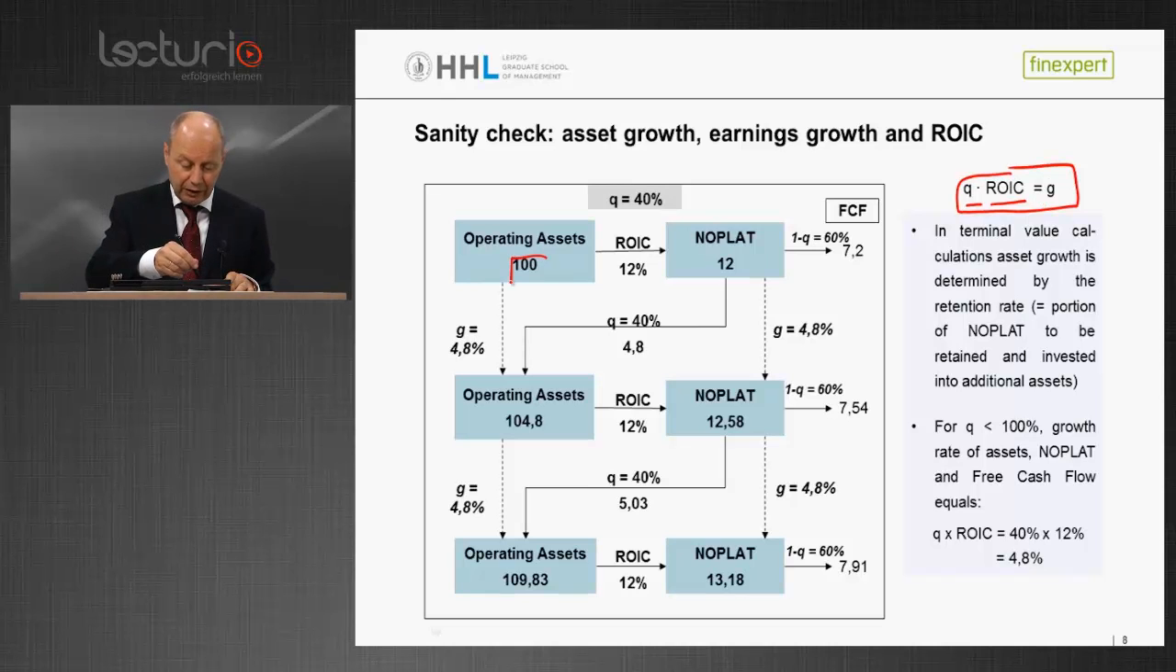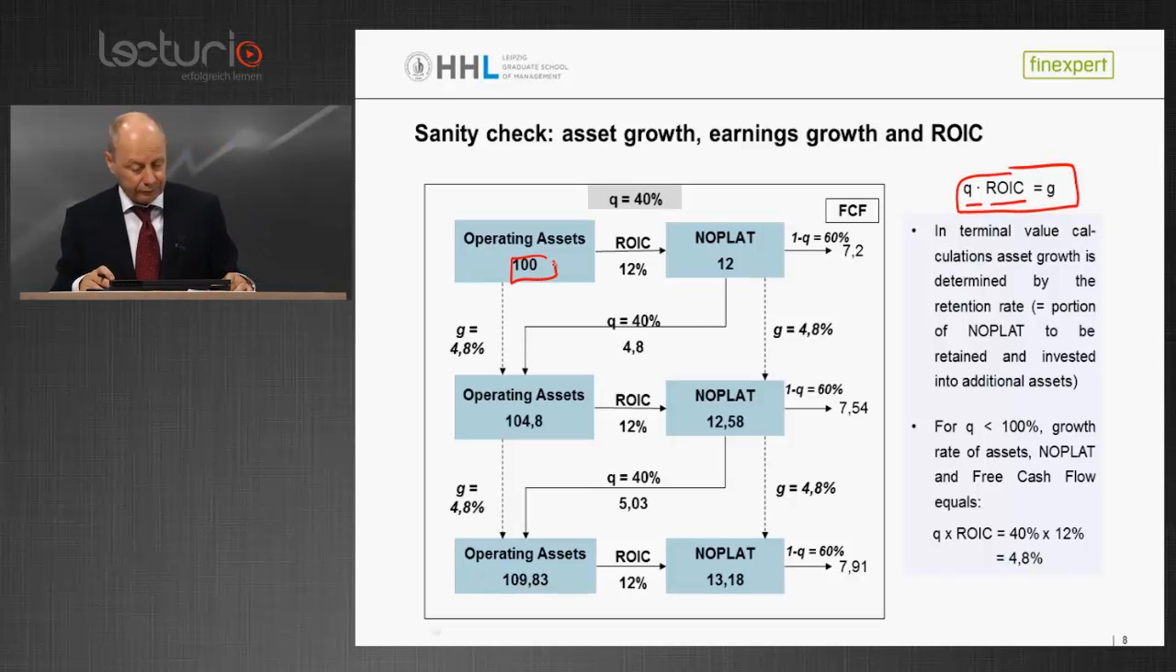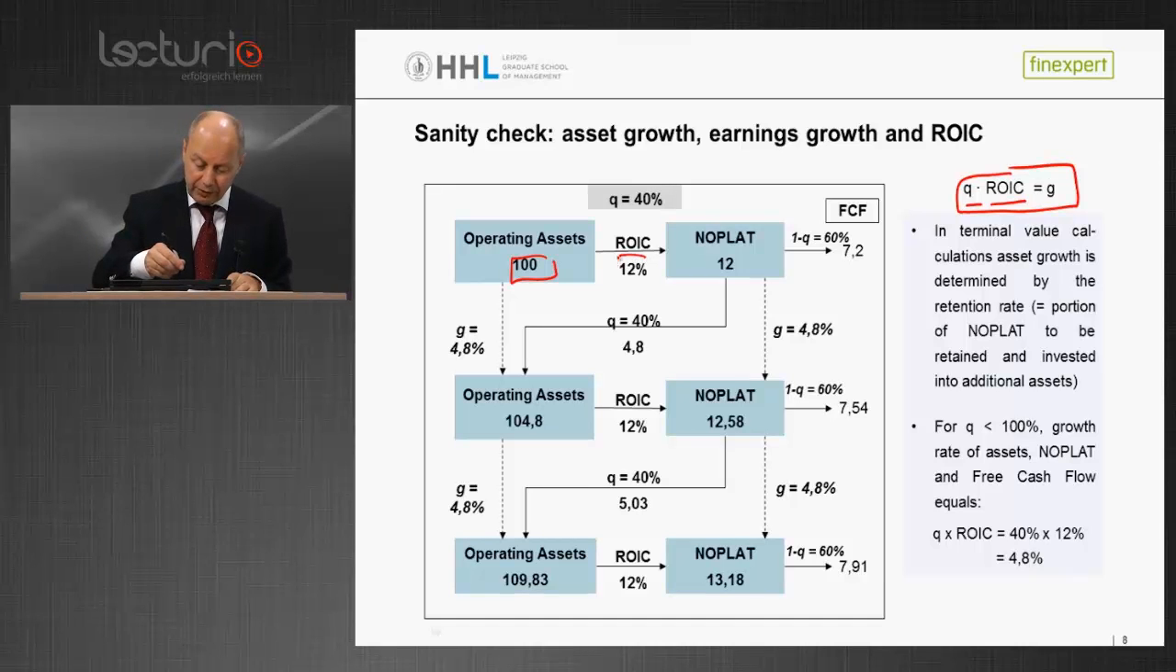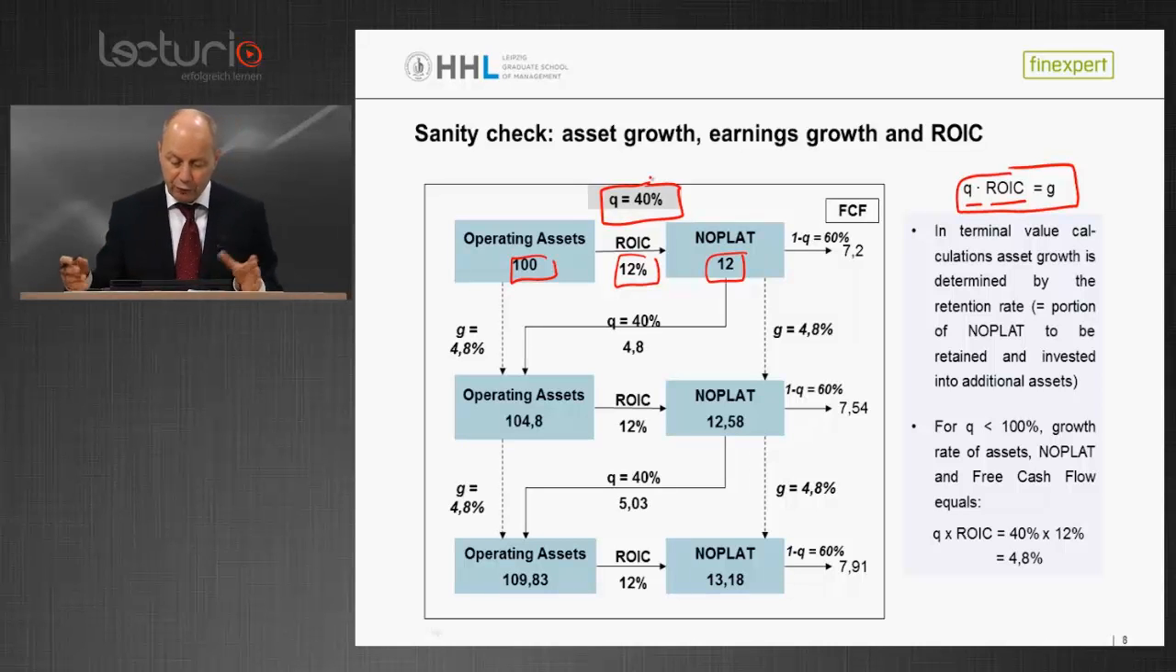So we start out with operating assets of 100 and a rate of return that is supposed to be 12%. So our first year's NOPLAT is 12, 100 times 12%. And now we assume a retention rate of 40%. That is, 40% of this NOPLAT is set aside in order to acquire additional assets, and 60%, which is 1 minus the 40%, is then paid out as free cash flow to debt and equity holders, which in our case is 7.2. 12 times 60% is 7.2, and 12 times the 40% retention rate is 4.8.